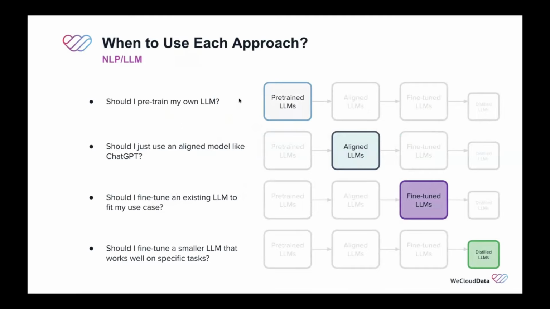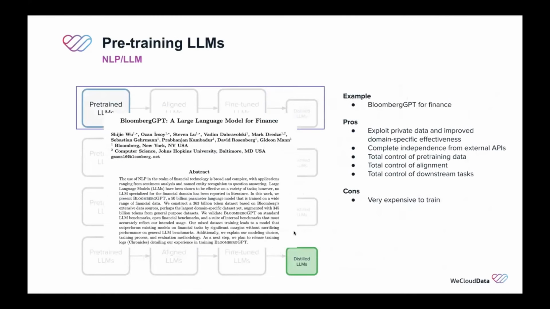All right. So when do we use each approach? You might have questions such as, should I pre-train my own model, right? I guess most companies wouldn't want to do that because the cost is too high. And should I just use an aligned model such as ChatGPT or GPT-4 using the OpenAI API, or use the Llama model, right? Or should I fine tune an existing large language model to fit my use case, right? So these are the questions you need to ask yourself before you get started with large language modeling.